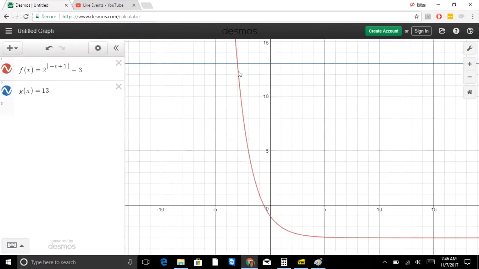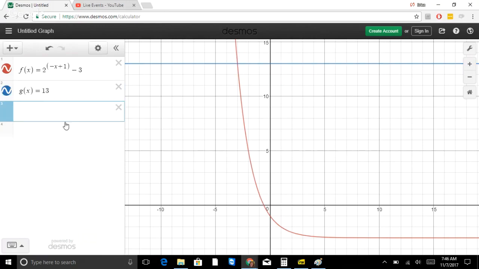And I see my point of intersection is here. So it looks like when x equals negative 3, f of x and g of x both equal 13. So the x value that makes basically this equation equal to 13 is negative 3. So don't forget this is a strategy.